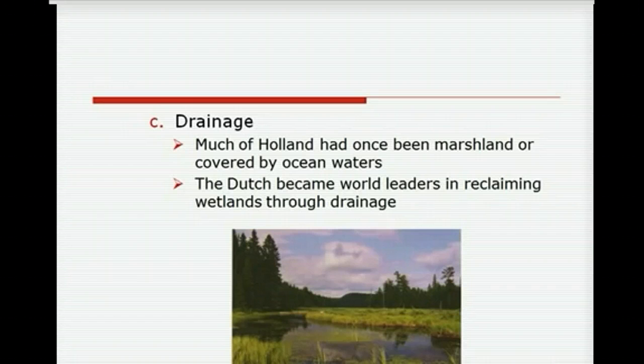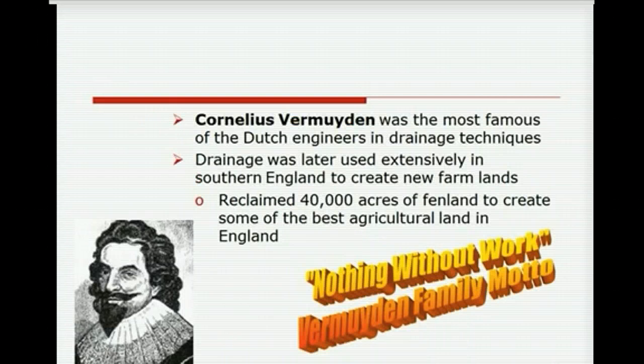So our leader here is going to be a gentleman by the name of Cornelius Vermuyden. He was the most famous of the Dutch engineers in drainage techniques. His drainage techniques will then later be used extensively in southern England to create new farmlands, and so the lowlands will lead with England right behind.